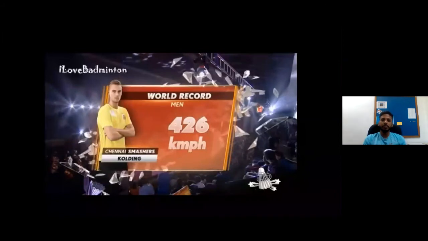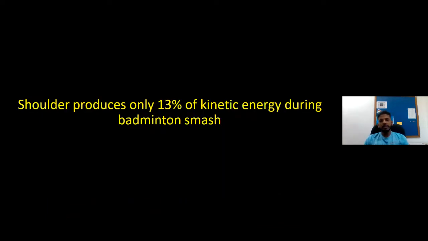And look at the amount of speed he creates on the shuttle in the badminton court. Here it is almost 426 km/h. At this velocity, the shoulder produces actually only 13% of the kinetic energy during the badminton smash. Not only in badminton smash, but in tennis or whatever overhead sport we play, the shoulder, which we think is the most important joint to create the maximum velocity of the ball or implement, whether it is a javelin throw or a shot put, produces only 13% of the kinetic energy in the badminton smash.